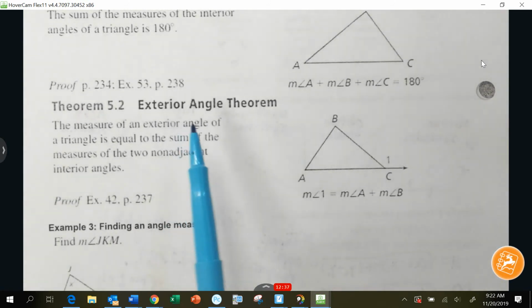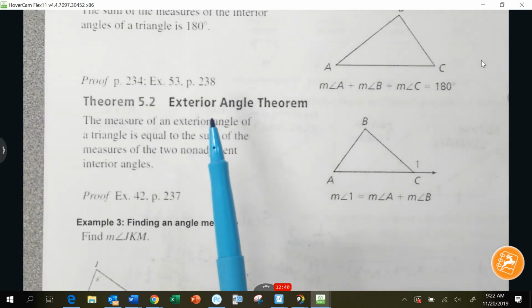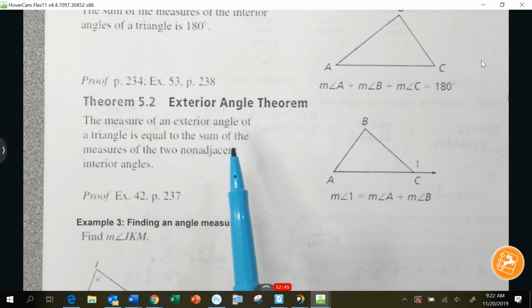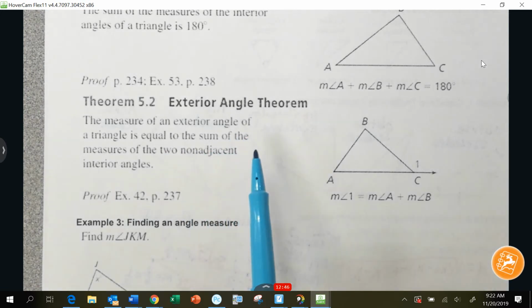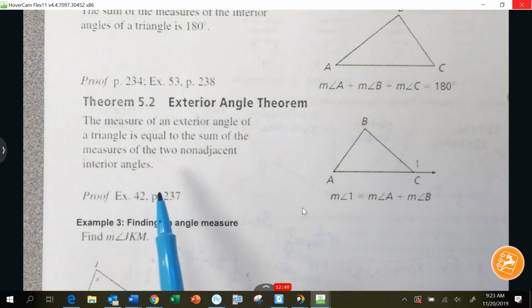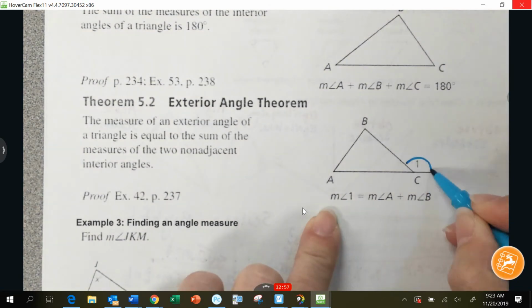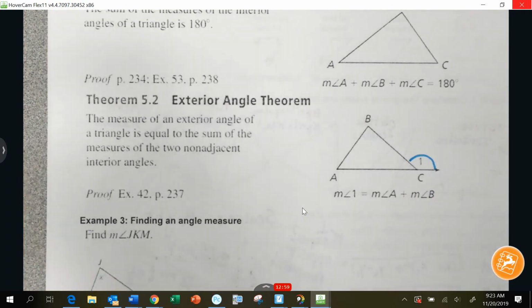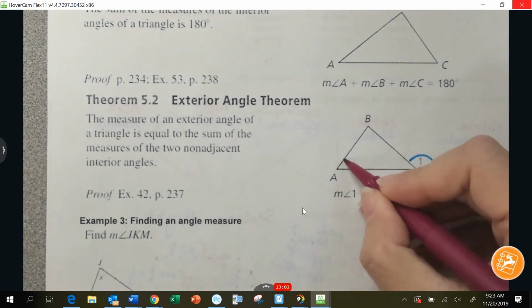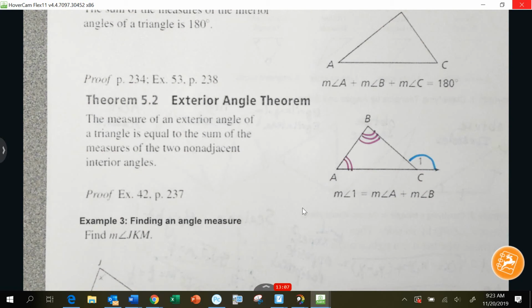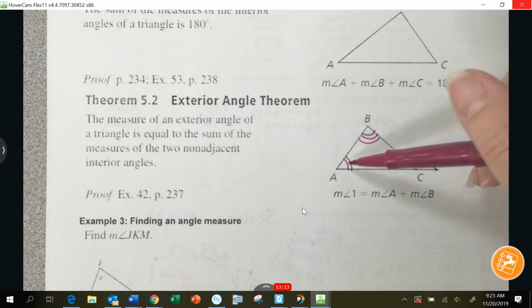Okay, and then we have something that you may not have done before. This is called the exterior angle theorem. The measure of one exterior angle of the triangle is equal to the sum of the two non-adjacent interior angles. So in this picture, the measure of angle 1, which is out here, is equal to adding together angle A and angle B, which are not touching angle 1. So if I need to find angle 1 really quickly, I can just add A and B together.